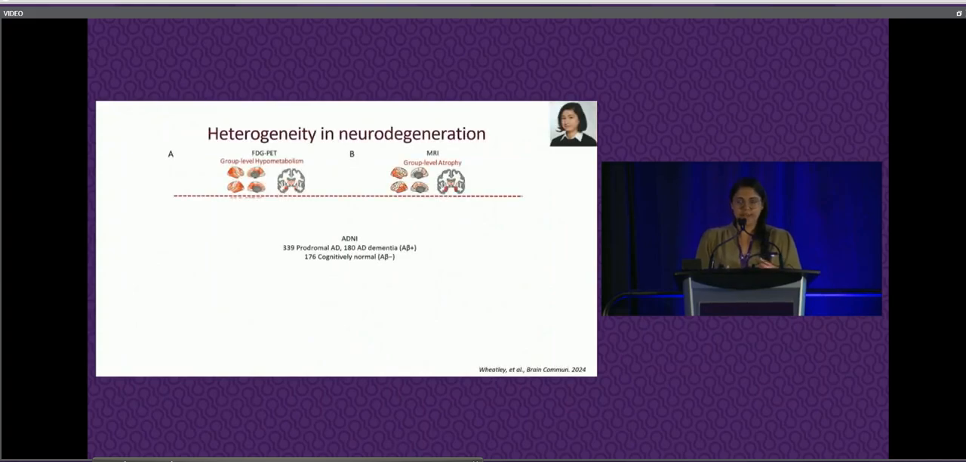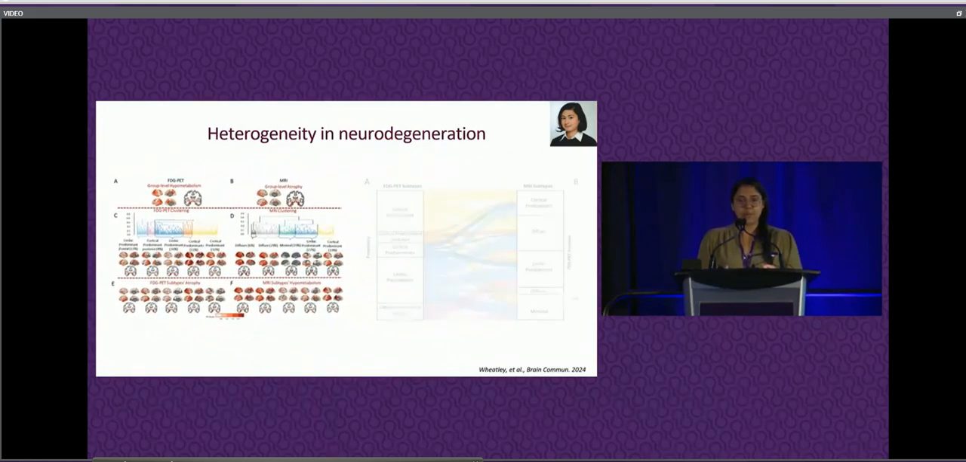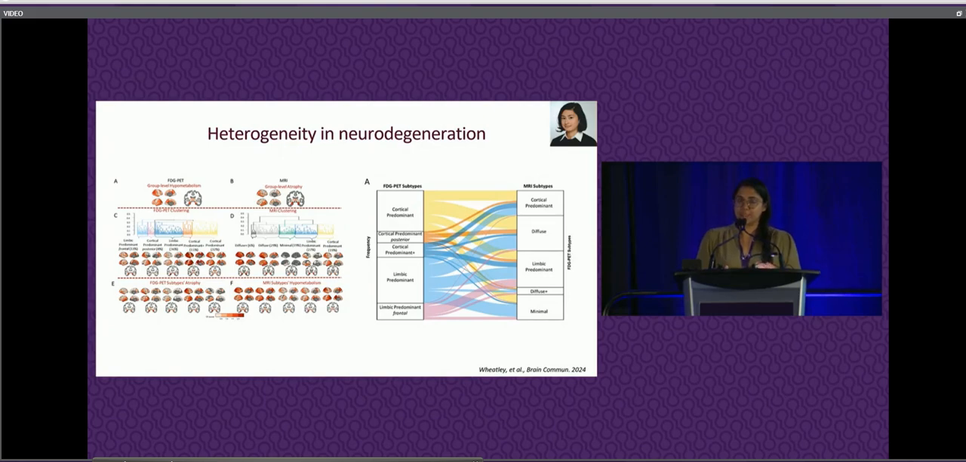Along the same vein, Sophia Wheatley, who is a PhD student in the lab, has been looking at heterogeneity in FDG PET as well as structural MRI. Given that they both are measures of neurodegeneration, we have quantified the subtypes in a data-driven way using a clustering approach and identified corticolimbic subtypes based on hypometabolism in FDG PET and atrophy patterns in MRI. Yet again, we see that when we compare the FDG PET subtypes to the MRI-based subtypes, at the individual level, there is a lot of mismatch or discordance.